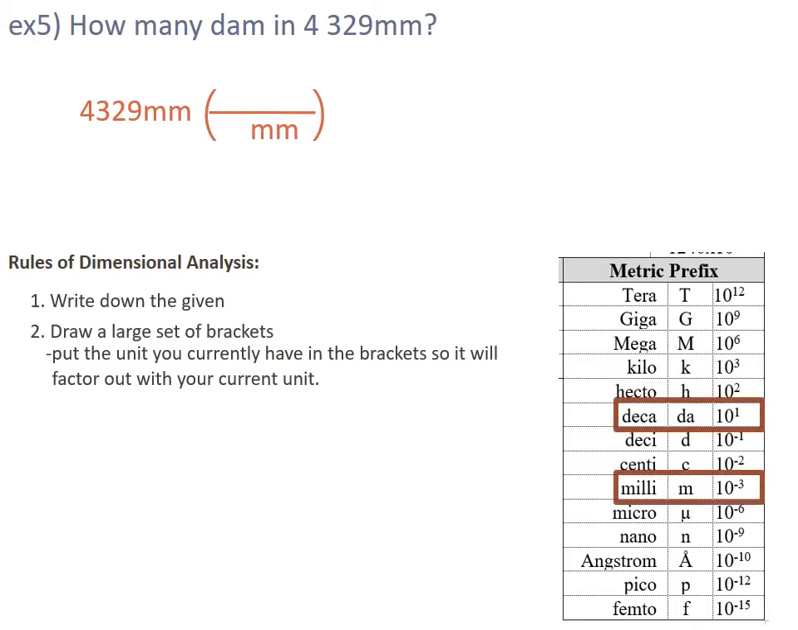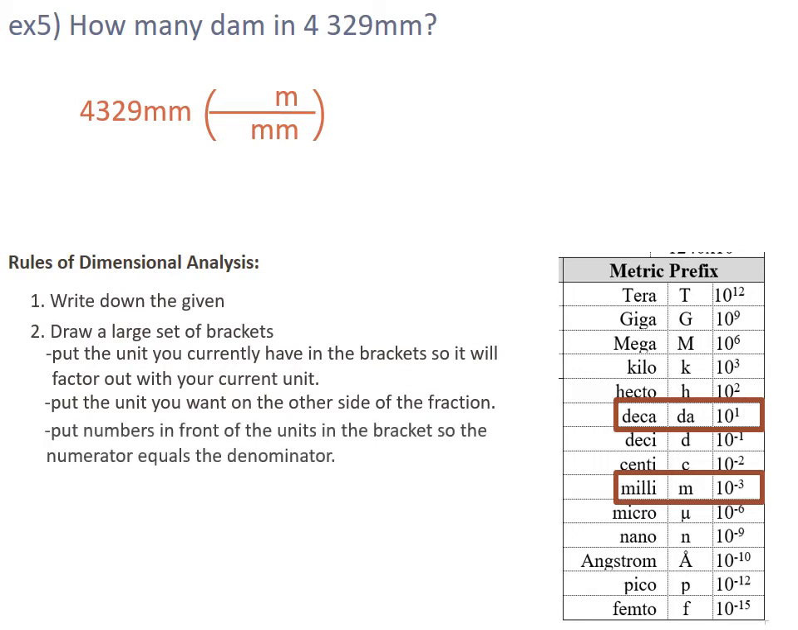The problem is decameters and millimeters are on 2 separate lines. So in this case, I'm going to use 2 separate brackets. My first bracket is going to take millimeters and convert it to the base unit of meters. The second bracket will then take that base unit and convert it into decameters. So I'm going to want to go from millimeters, and I'm going to switch that to meters. As the metric prefix table says, a milli is equal to 10 to the negative 3. So 1 milli equals 10 to the negative 3.